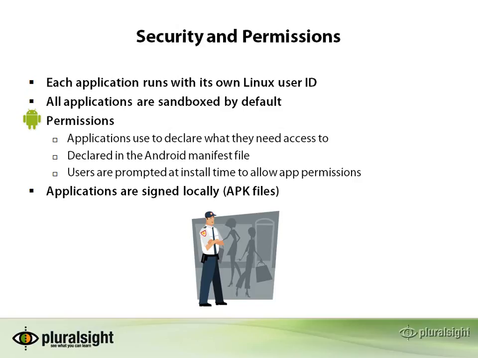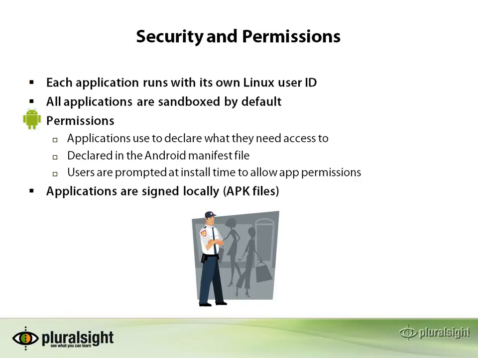Permissions are the way that you tell the user that you need to access something that's outside of your sandbox with your application. It's a declarative model. You have to specify ahead of time in your Android application in the Android manifest file, which we'll get into more later, what permissions that your application is going to use. When the user installs your application, they're going to get prompted to whether or not they're going to allow your application to use those permissions. If they say no, they won't be able to install your application.